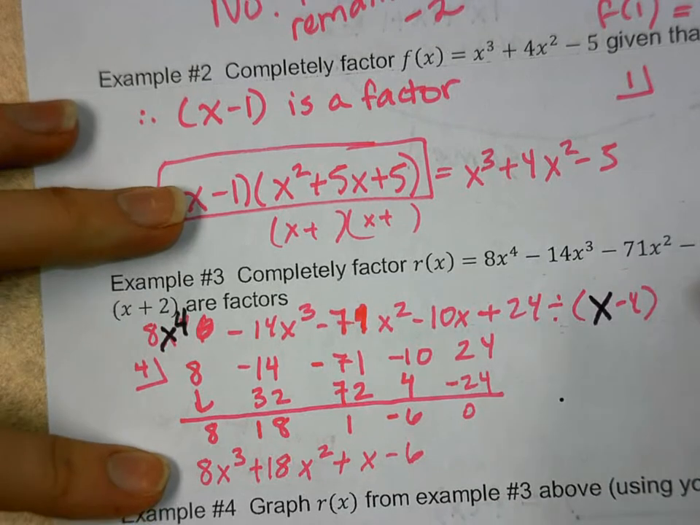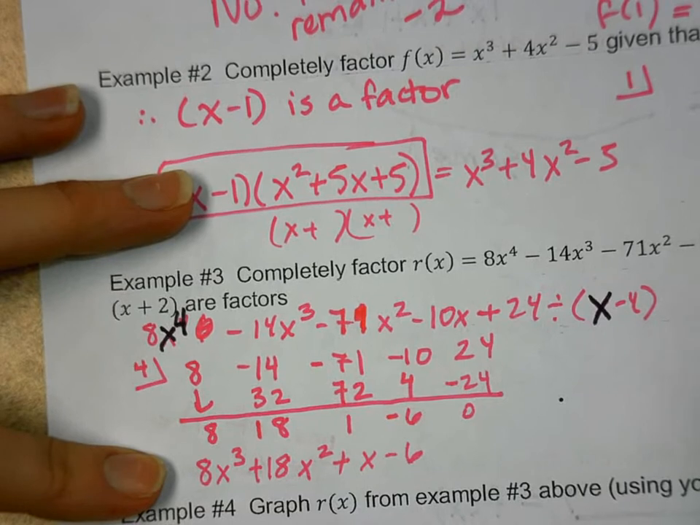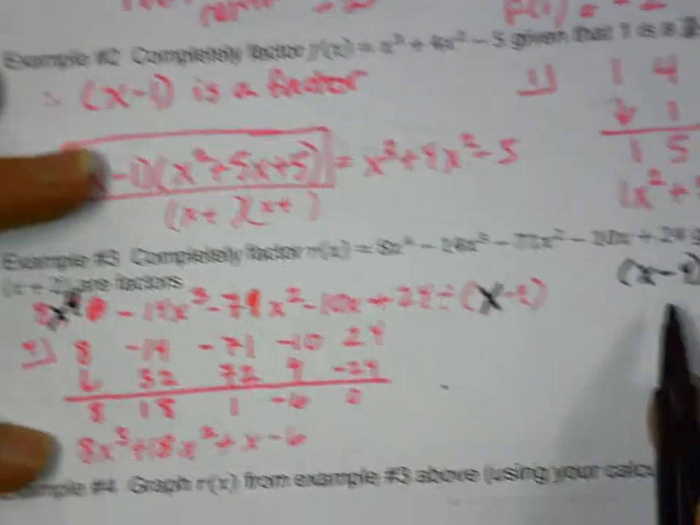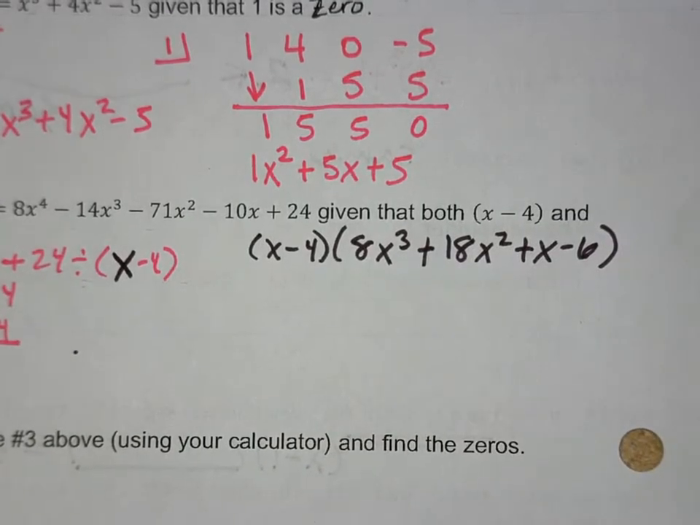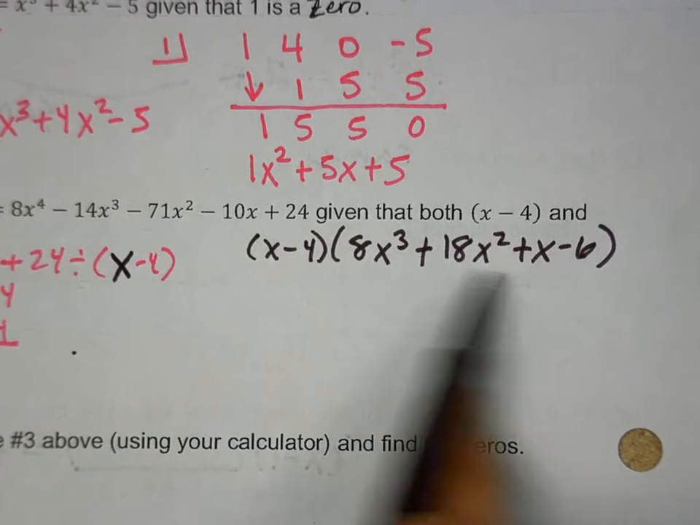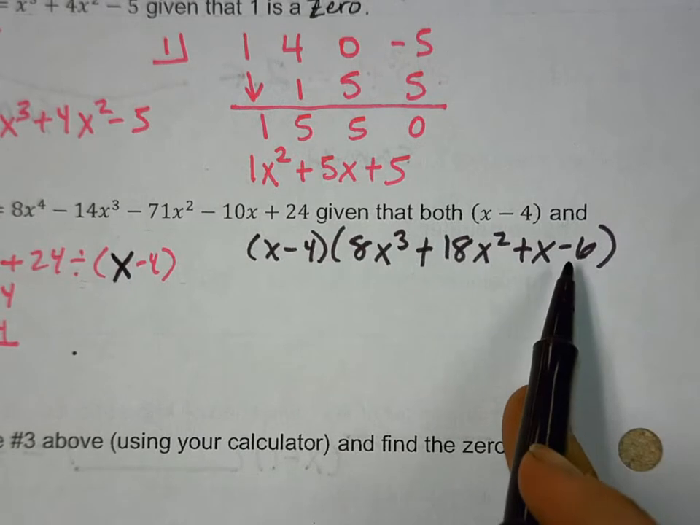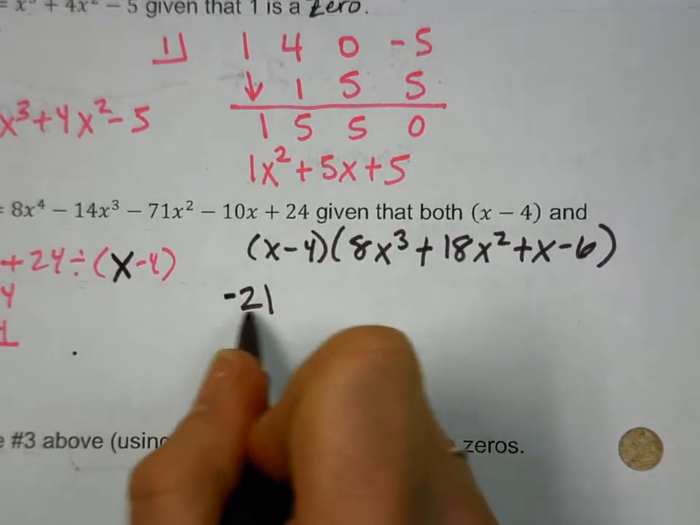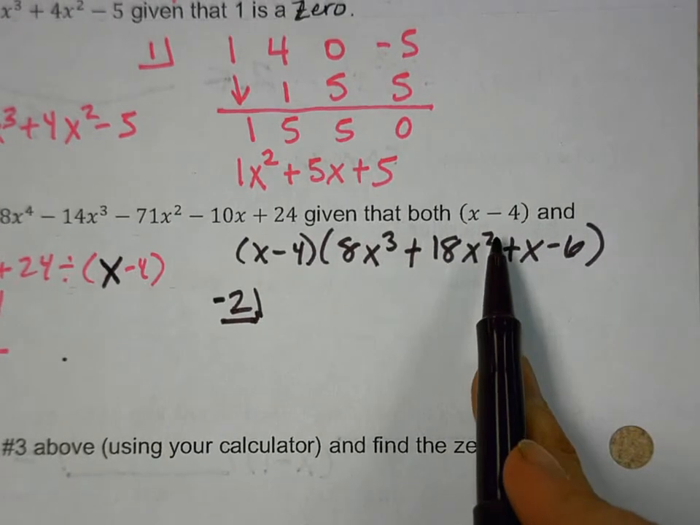Or in other words, I could see this as x minus 4 right now times this huge thing, 8x cubed plus 18x squared plus x minus 6, is what this has factored down into right now. Did I factor it completely? No, so what can I do now? Continue to factor. What else do I know goes into this? x plus 2. So I'm going to take negative 2. Wait, or x minus 2, right? Not x minus 2. It told us that x minus 4 and x plus 2 are factors.